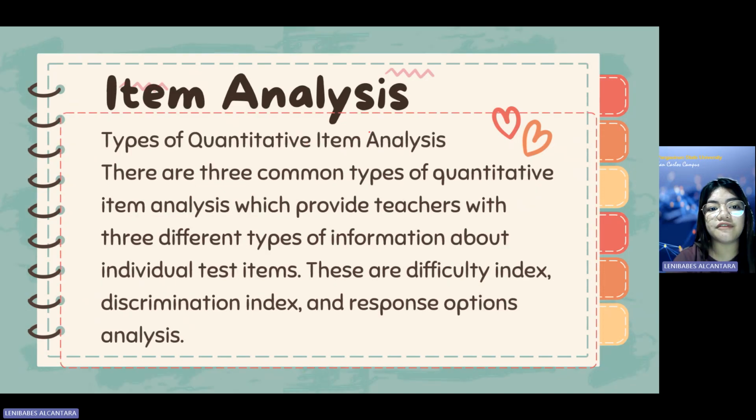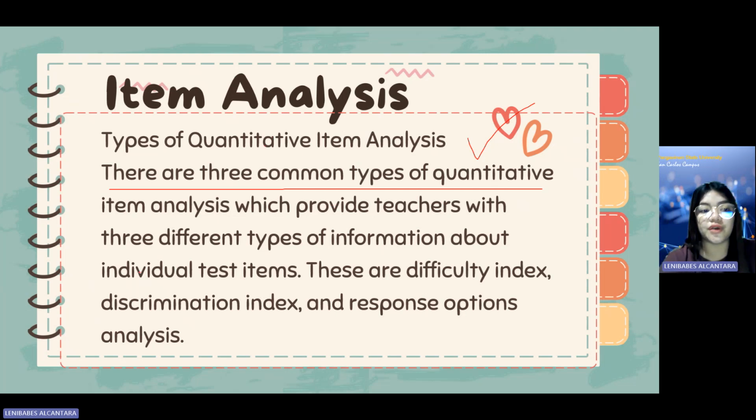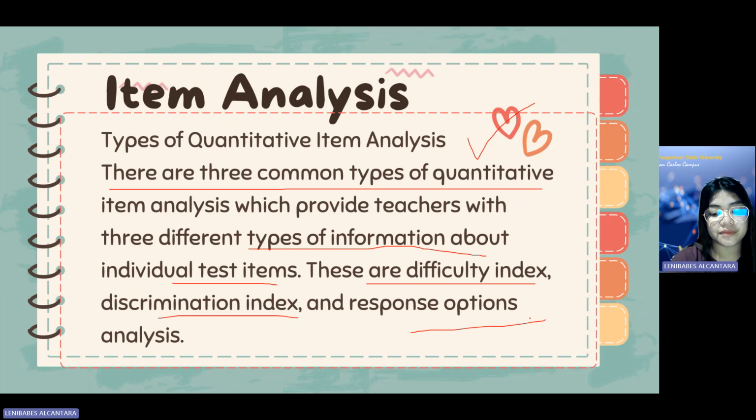Types of quantitative item analysis. There are three common types. Actually, item analysis can be classified into two, the quantitative and the qualitative. But for right this time, we're focusing on the quantitative item analysis. Okay, now here are the three common types of quantitative item analysis, which provide teachers with three different types of information about individual test items. These are difficulty index, discrimination index, and response options analysis.